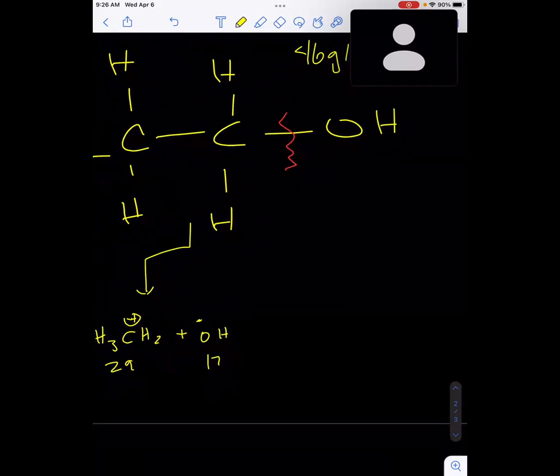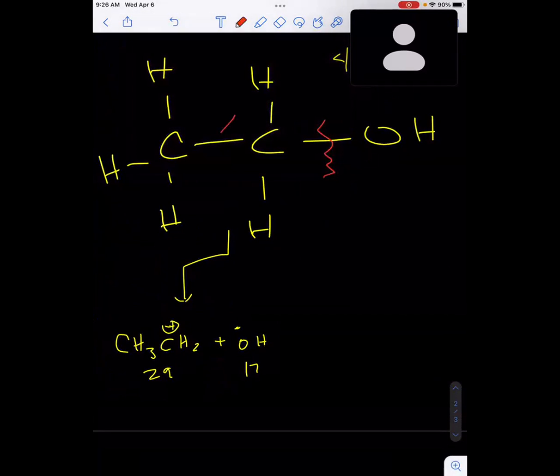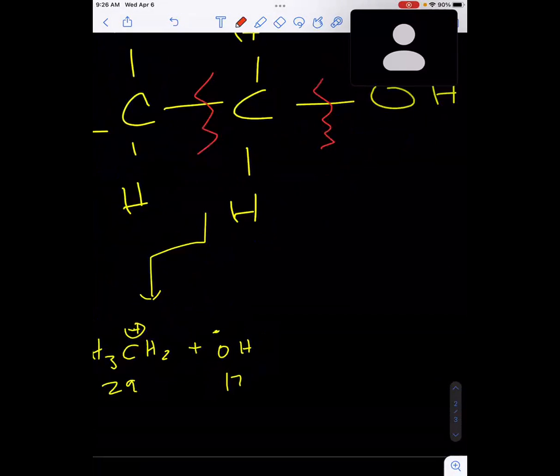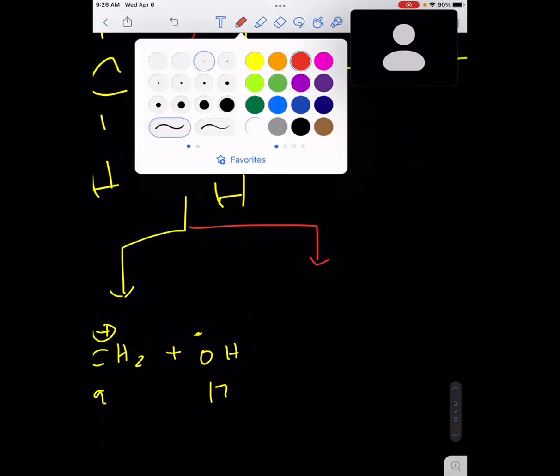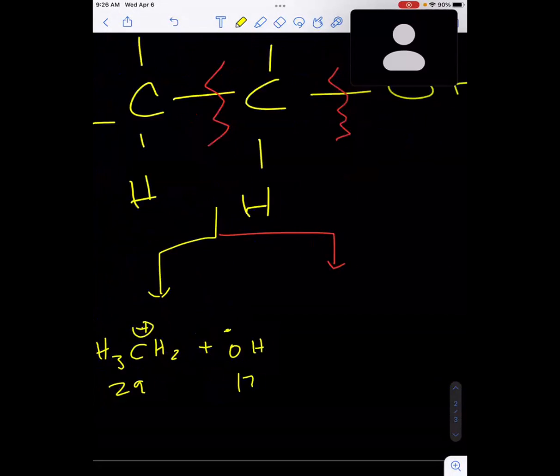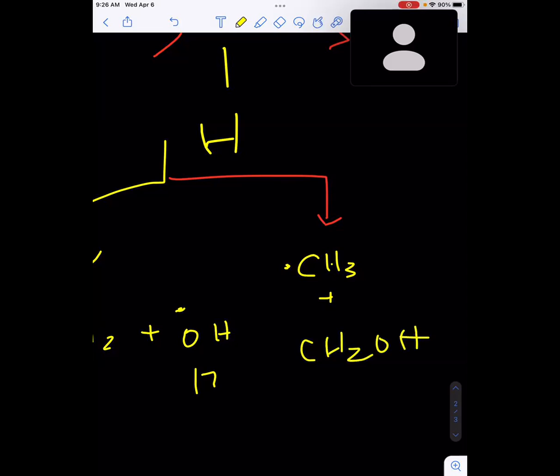I could also break it here. Right, and this is where we'll see the base peak. So that's going to give me a CH3. I'm going to make that as my radical, and then plus CH2OH that I'm going to make as the cation.